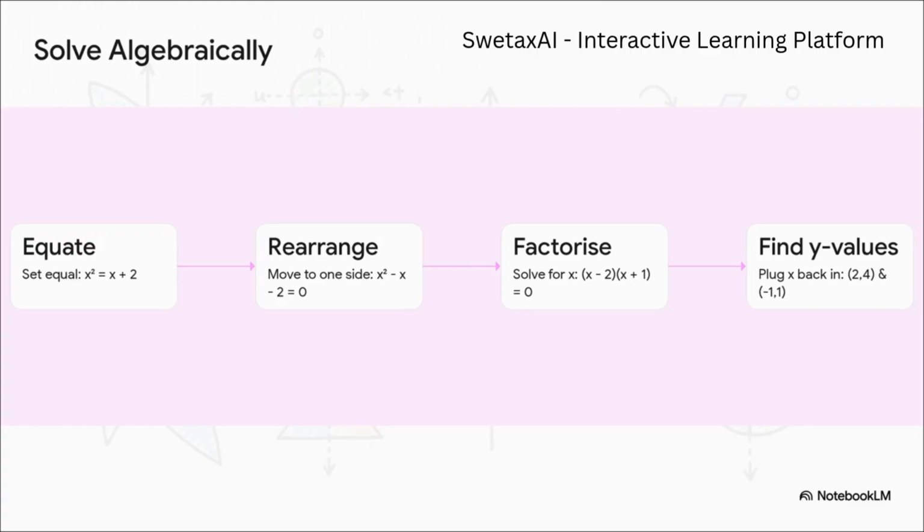And now we're back in familiar territory. Step 3, we factorize that quadratic equation to get our x values, which end up being 2 and negative 1. But wait, remember, a coordinate is an x and a y. So for step 4, we take those x values and plug them right back into either of the original equations. Doing that reveals our exact collision coordinates, (2, 4) and (-1, 1).